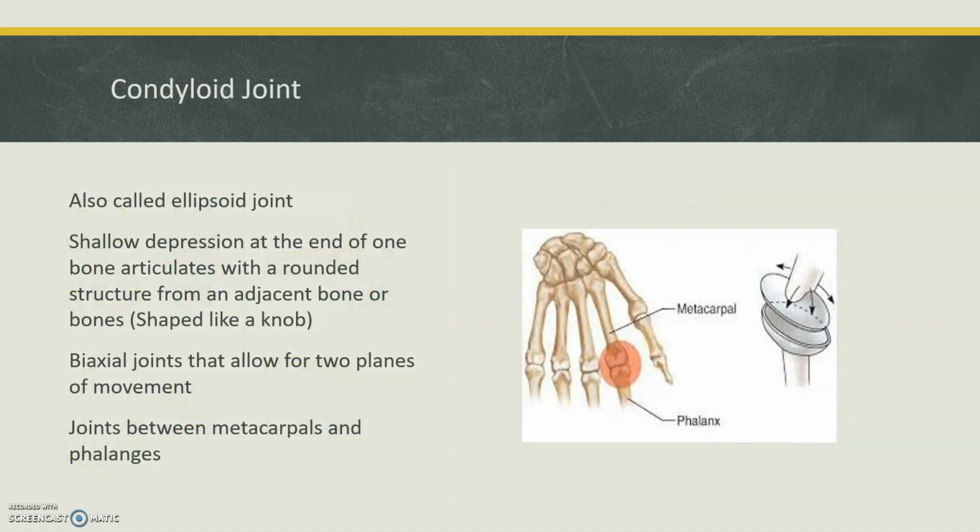The condyloid joint. So these joints are shaped like a knob. They have 2 planes of movement, and these are found in the metacarpals and the phalanges.